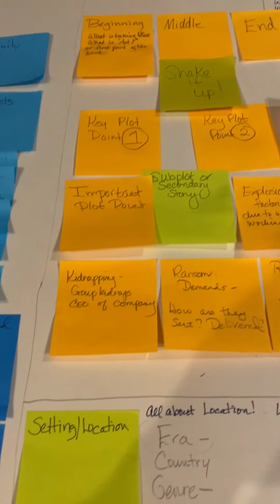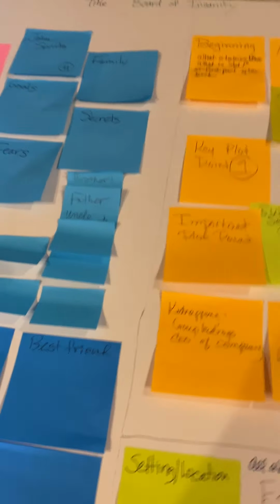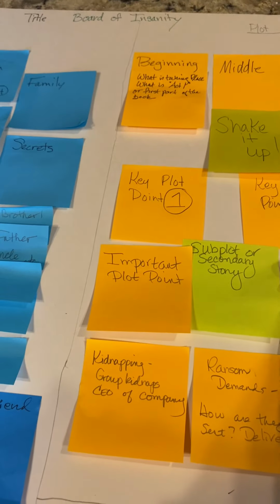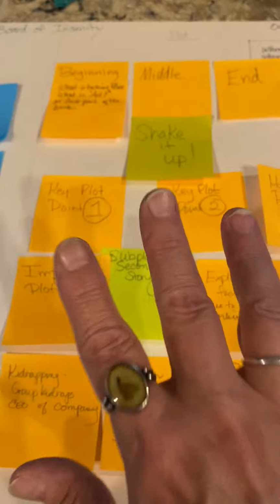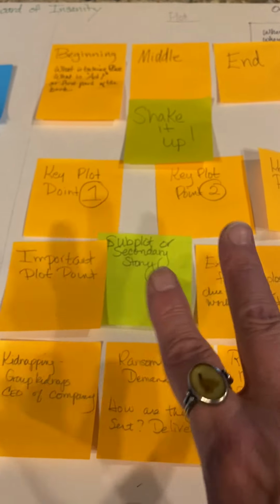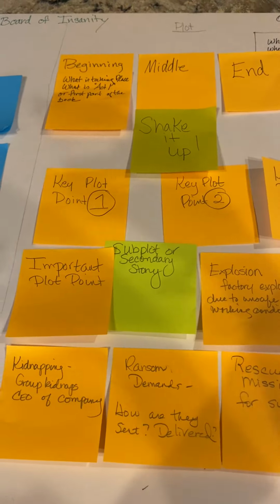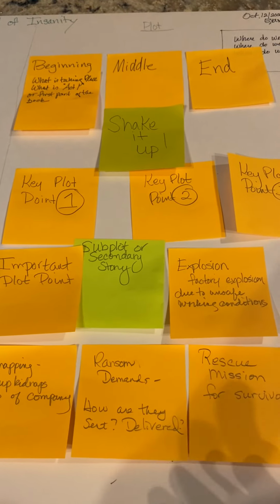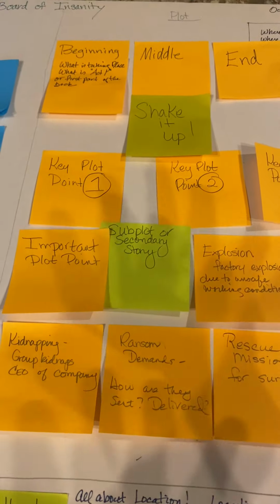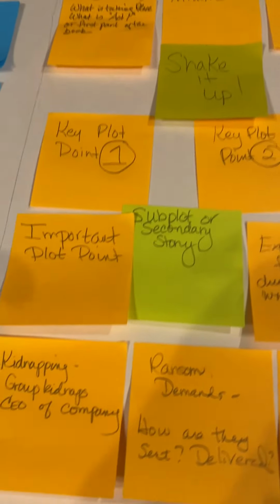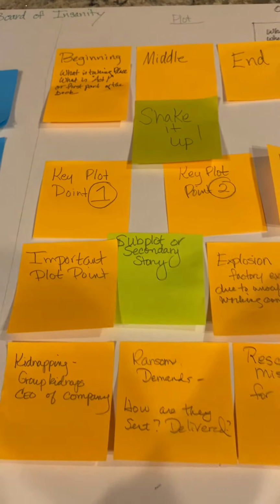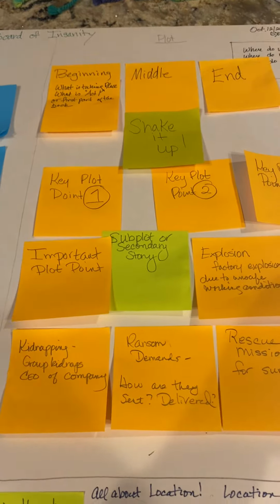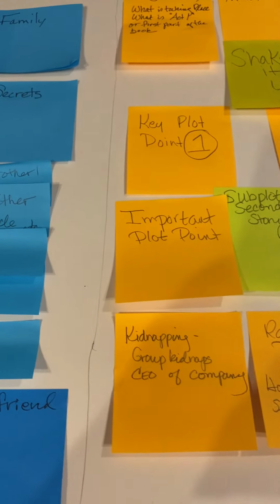But what's nice about the Board of Insanity is as you're going along and you've written out your really super duper key plot points, and there could be 1, 2, I wouldn't do more than 5. Things can just get really jumbled up then. So 3 key plot points, 3 key things that you know you have to have in this story to make it fabulous, right?